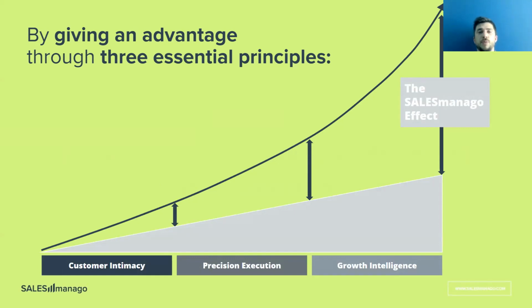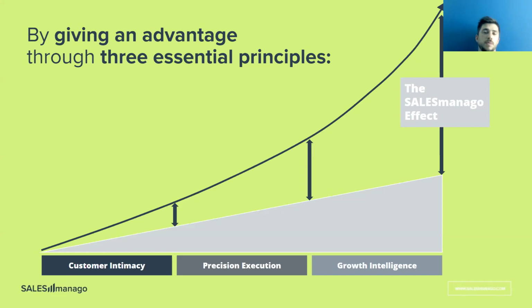First principle is customer intimacy, second one is precision execution, and third one is growth intelligence. To fully benefit from all of them, they have to be executed at the same time. If you execute them separately, each of them will give you some benefits for sure. However, to get the best effect, they have to be implemented all at once.